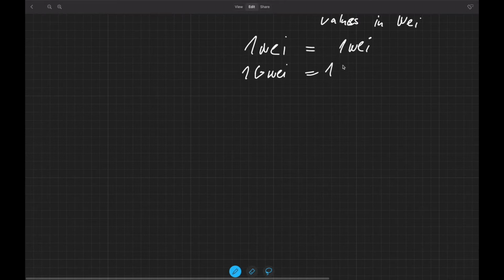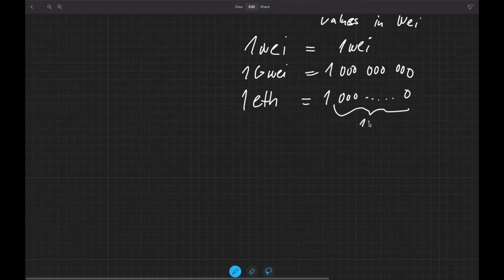So that is 1 with 9 zeros. And then of course we have one Ether, and one Ether is 1 with 18 zeros. So it's a super huge value in wei. This is basically 1 times 10 to the 18th wei. I don't need to multiply by wei here, that's just 10 to the 18.